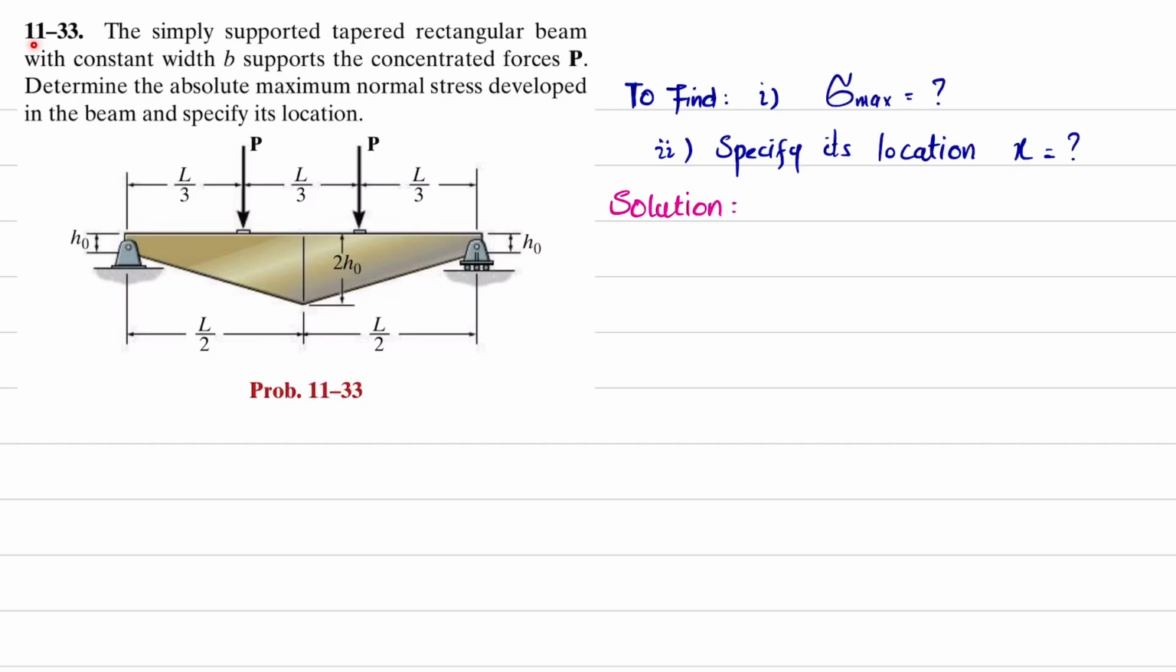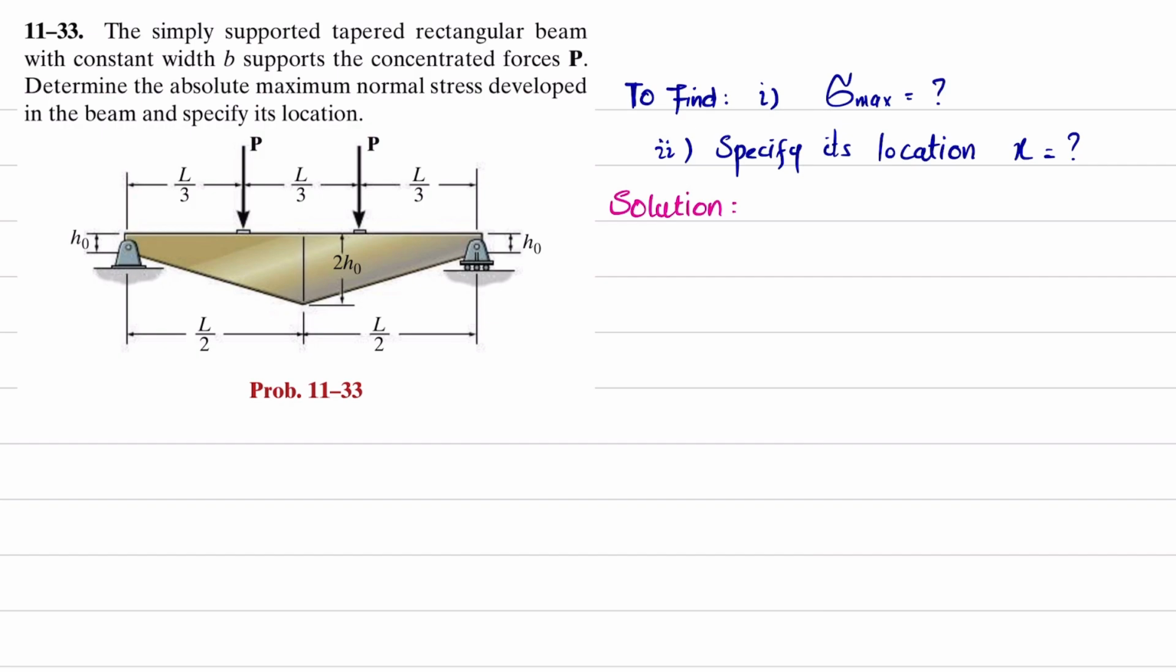Welcome back. Problem 11-33. The statement is: the simply supported tapered rectangular beam with constant width B supports the concentrated forces P. Determine the absolute maximum normal stress developed in the beam and specify its location. So you can see this is a simply supported rectangular tapered beam with concentrated forces P at different locations. You have to find the maximum normal stress in that beam and the location where this maximum stress occurs. So let's start with the solution.